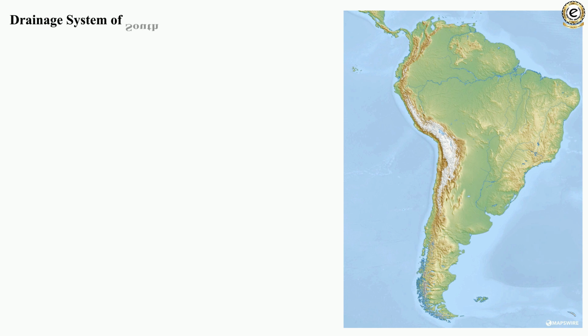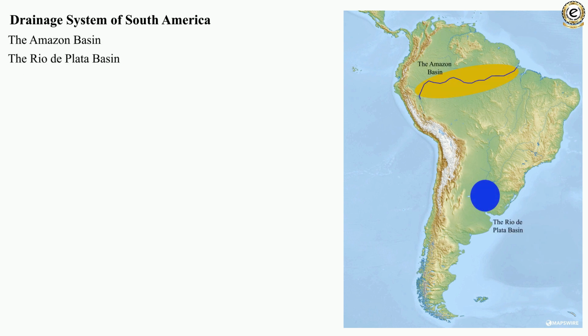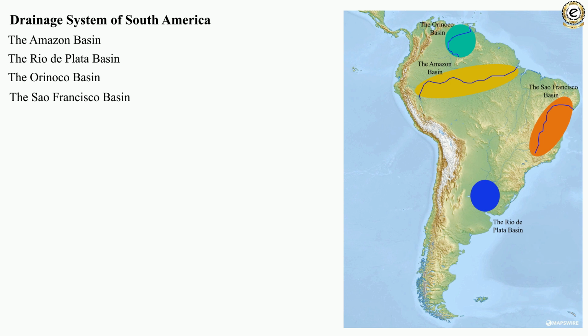Drainage system of South America. The drainage system of South America can be divided into four parts. First one is the Amazon Basin. Second one is the Rio de Plata Basin. Third one is the Orinoco Basin. And the fourth one is the Sao Francisco Basin. Let's discuss one by one.